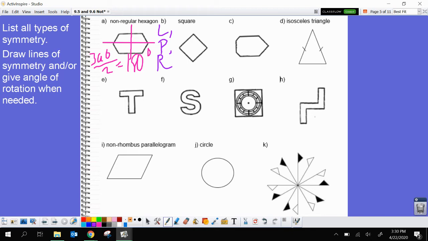Okay, I'm just going to look at F. So F, we have this S here. This S does not have line symmetry. There's nowhere I can put a line and cut it in half. But if I were to turn this S 180 degrees, it would still look exactly like an S. And so I would say yes to point symmetry because it's exactly 180. And then, of course, we would say rotational because our angle is 180 degrees.